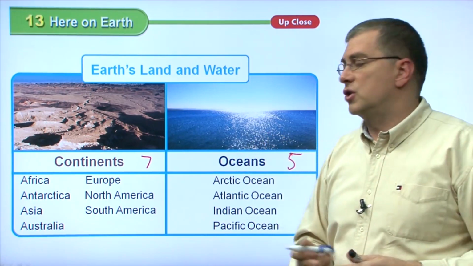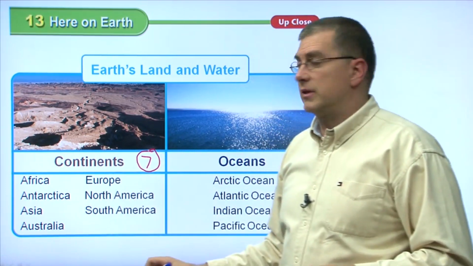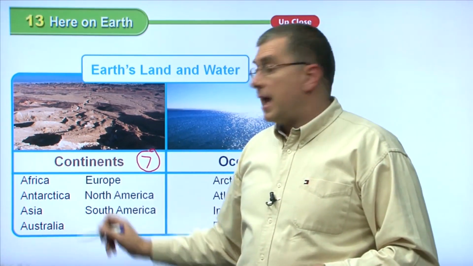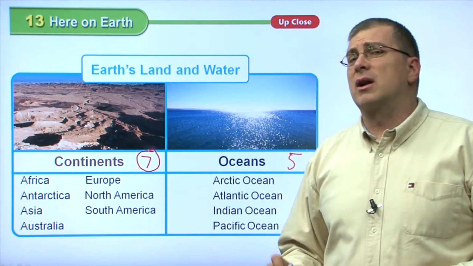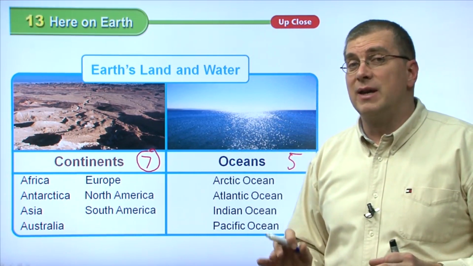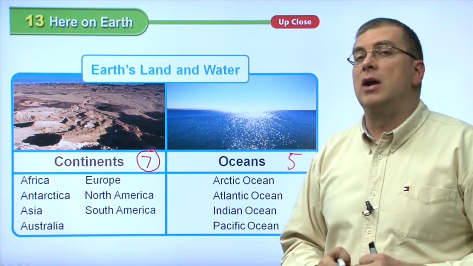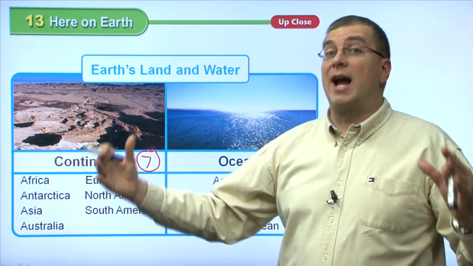But American school children learn that there are 7 continents, and these are the continents: Africa, Antarctica. Where is Antarctica? Antarctica is around the South Pole, right? It's covered with snow and ice, but there's land there, right? Underneath all that snow and ice, there is land. A large area of land.